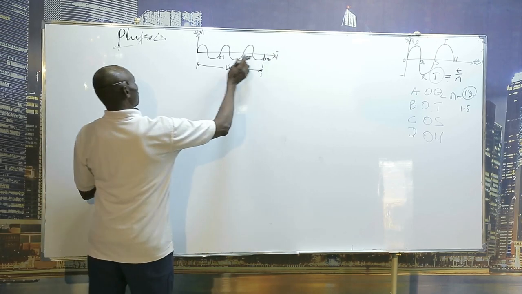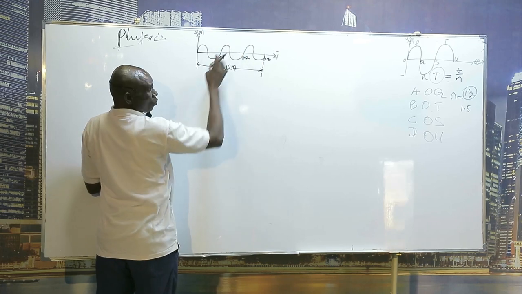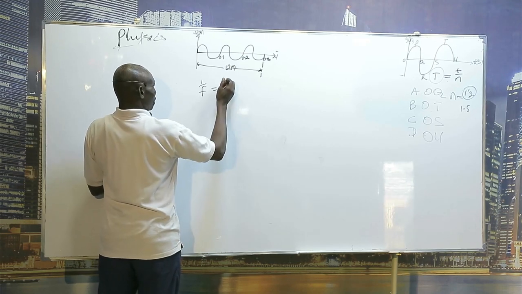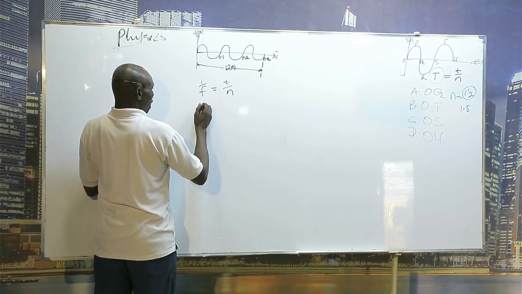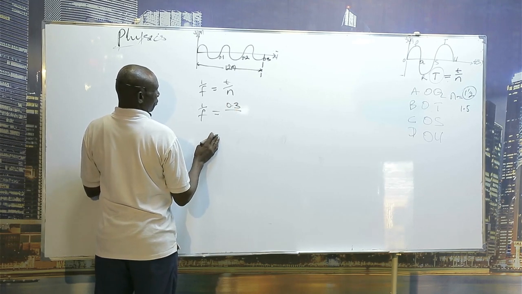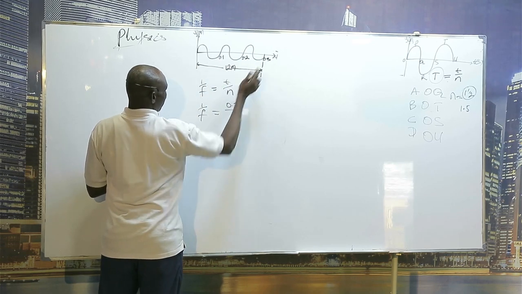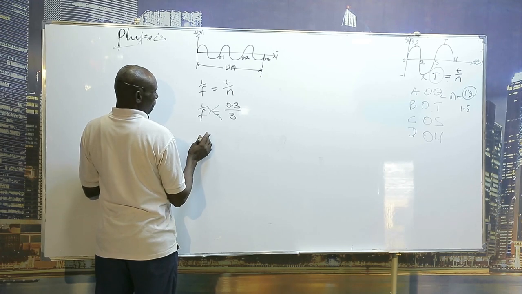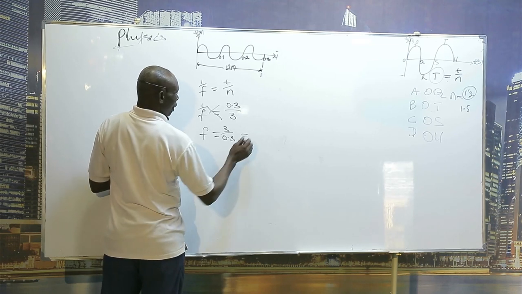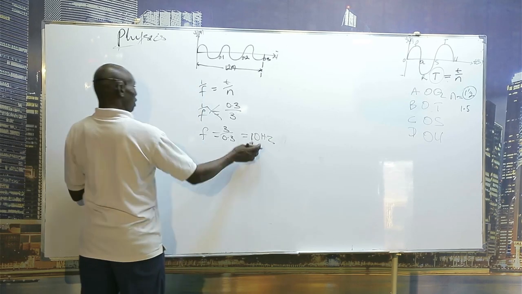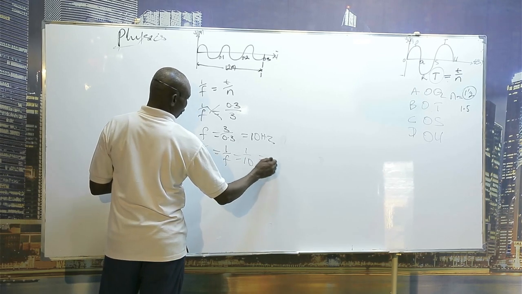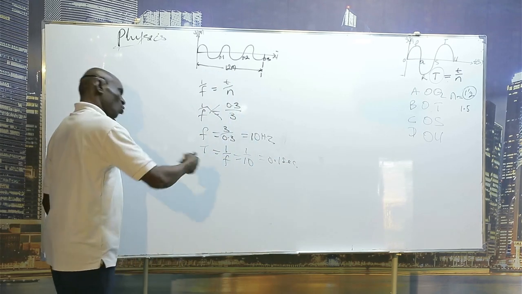For me to talk about the period here, I will find out the frequency. 1 over frequency is the period, which is the same as small t over what? Now, frequency: small t is 0.3, the number is 1, 2, 3. So if I cross multiply, f will be 3/0.3, and that is 10 hertz. So if this is 10, then period is 1/f, which is 1/10, and that is 0.1 second. So this is what they asked to calculate.